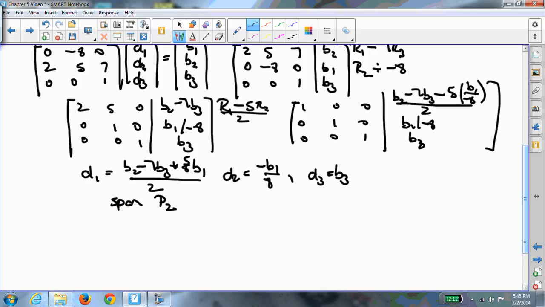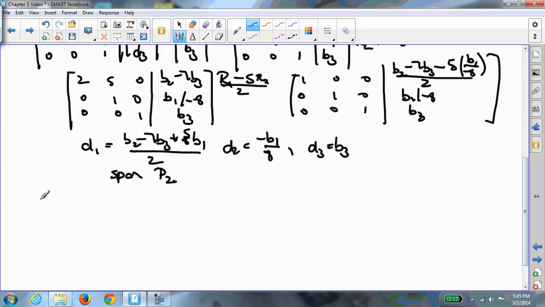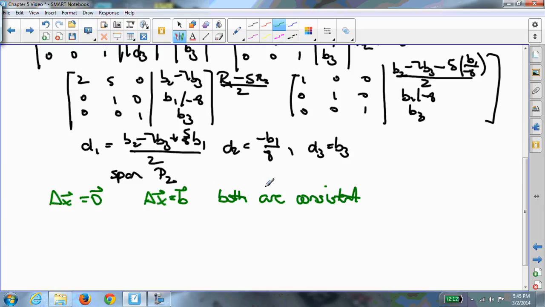Now, keep in mind that basically what I'm doing with both of these is I have, in one case, AX equals 0. In another case, I have AX equals B. And I basically want to make sure that both are consistent. So if I want to do this together, that basically means that A inverse must exist. And that means the determinant of A cannot equal 0.